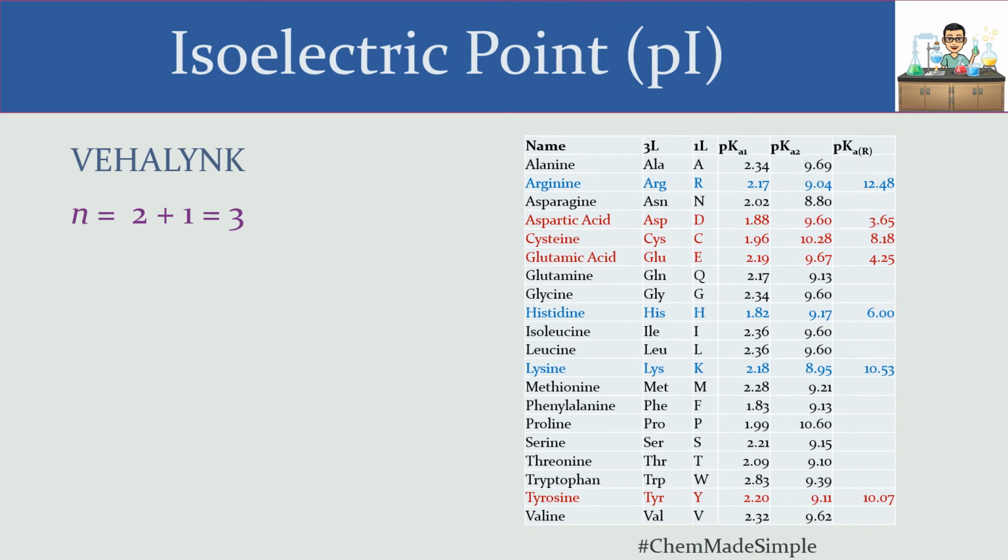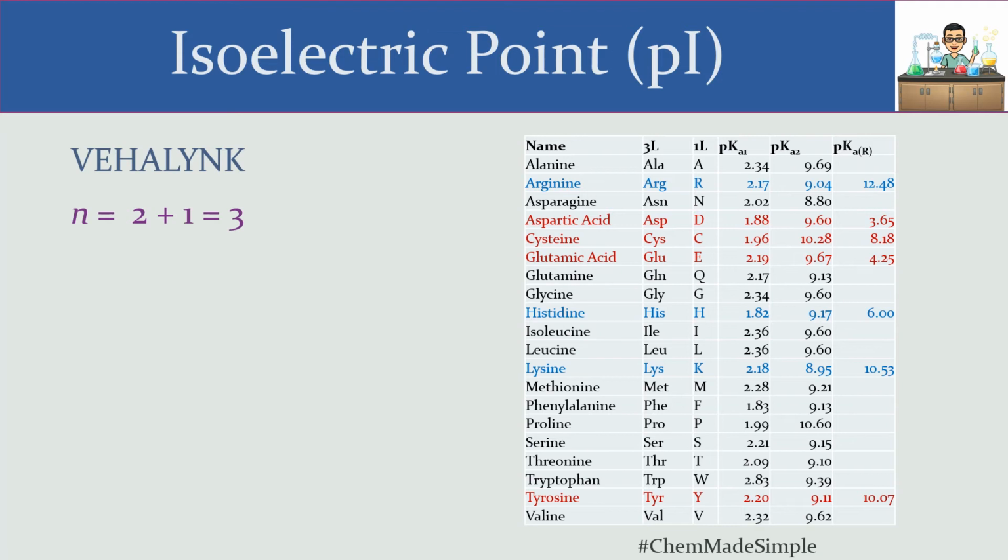Now, the next thing I'm going to do is take a look at that table of values again, in order to determine what's going on with my pKa1s and my pKa2s and any R values that I need to incorporate as well. Because after I figure out my maximum possible charge, I need to figure out all my relevant pKa values.